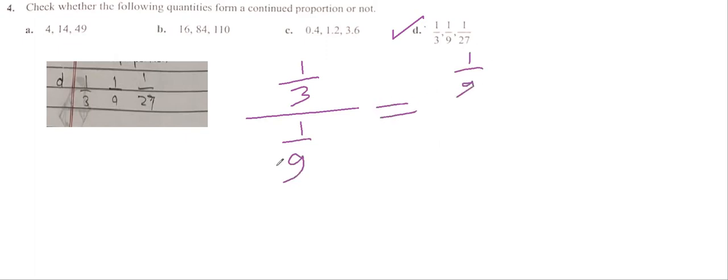Okay, so I need to check whether the following quantities are in continuous proportion. I will solve D1. For continuous proportion, the first number should be here, the second number will be here, and the third number will be the same as the second, and 1 by 27. So I am going to cross multiply.